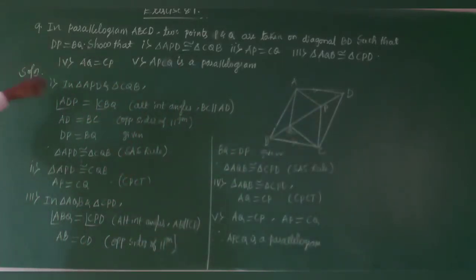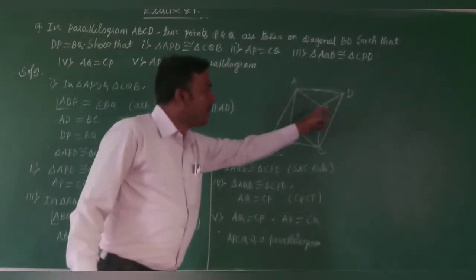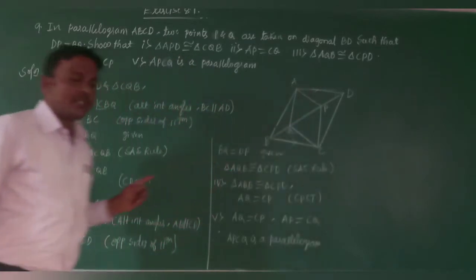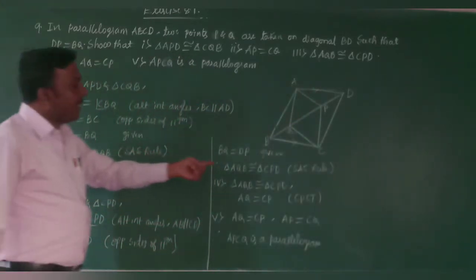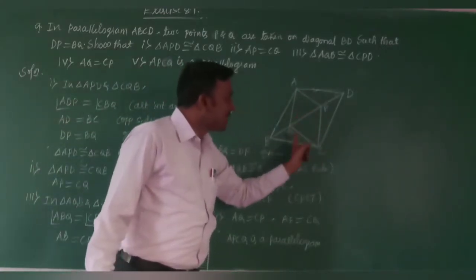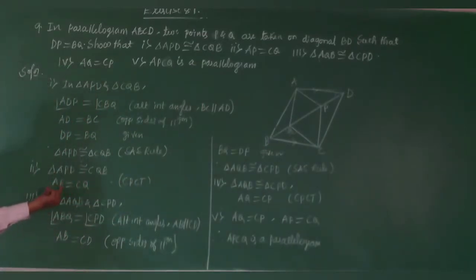Take the second one. What you have to prove in the second one? AP is equal to CQ. Already we proved these two triangles are congruent to each other. If these two are congruent, AP is equal to CQ. AP and CQ are corresponding sides of congruent triangles. So by CPCT, we say AP is equal to CQ because these two triangles are congruent to each other. Second one is over.